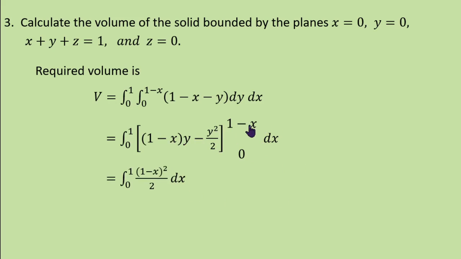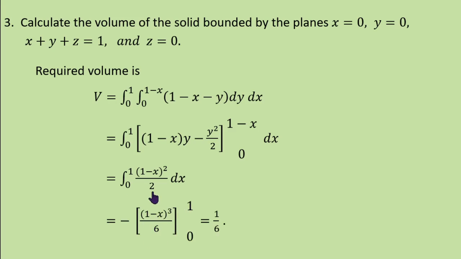By taking y outside here, 1 minus x minus y by 2. Y is 1 minus x, so 1 minus x minus 1 minus x by 2 is nothing but 1 minus x by 2 into y, that is 1 minus x, and hence it is 1 minus x whole square by 2. The integral of this is 1 minus x whole cube by 3 divided by minus 1 into 2, that is minus 2. And hence it is minus half into 1 minus x power 3. The limit of x is from 0 to 1.